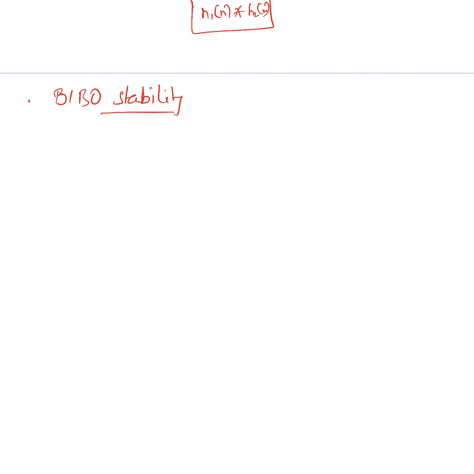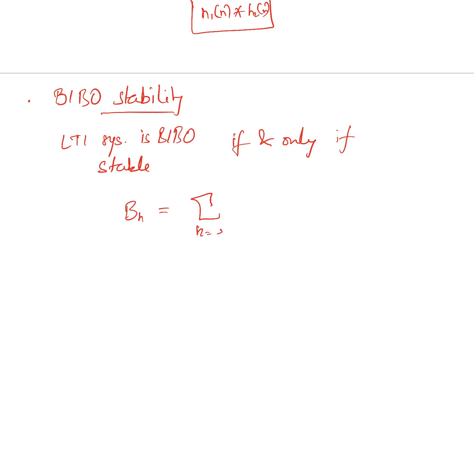The LTI system is BIBO stable if and only if we have the following condition: there exists some finite number Bh, which is computed by taking the summation of mod of h of k, where h is the impulse response of the system, for k ranging from minus infinity to infinity, and it should be a finite number.